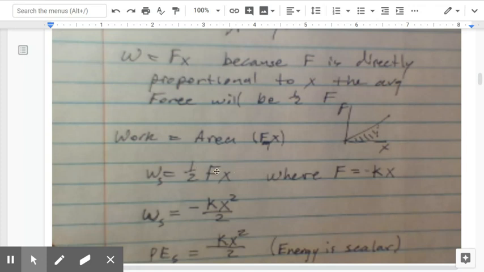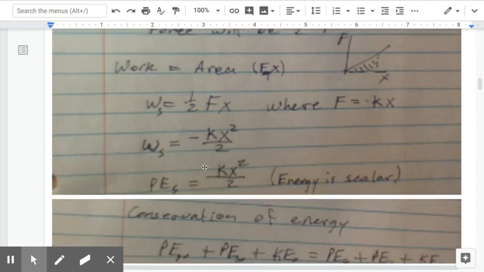So what we're going to do is, we saw Hooke's law earlier, force equals negative kx. We're going to substitute negative kx back into force, and we end up with the work of the spring equals a negative kx squared divided by 2, or negative 1/2 kx squared.